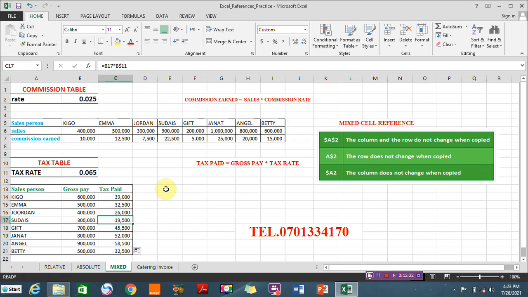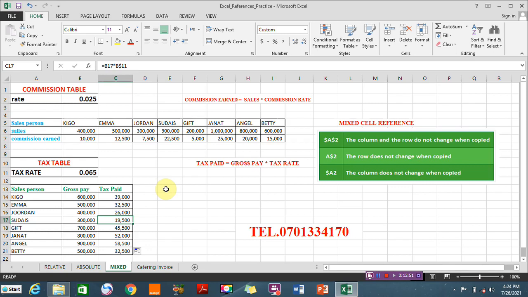That's why you will hear some people saying that we have 4 types of cell referencing. We have the relative, we have the absolute, we have the mixed. But the mixed is divided into 2, whereby, for example, we shall have the one where the row does not change and the one where the column does not change.